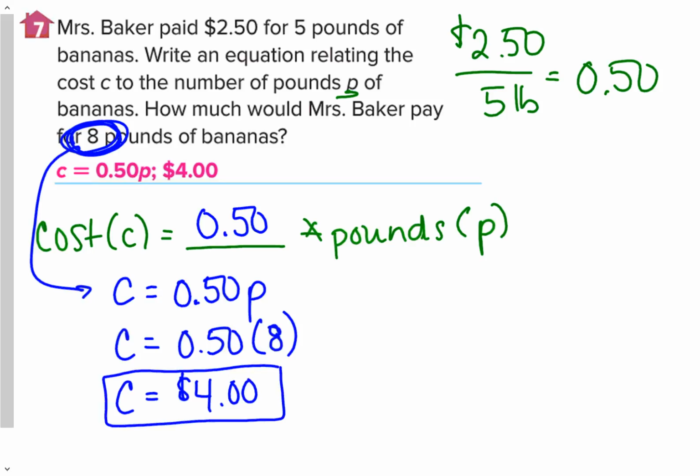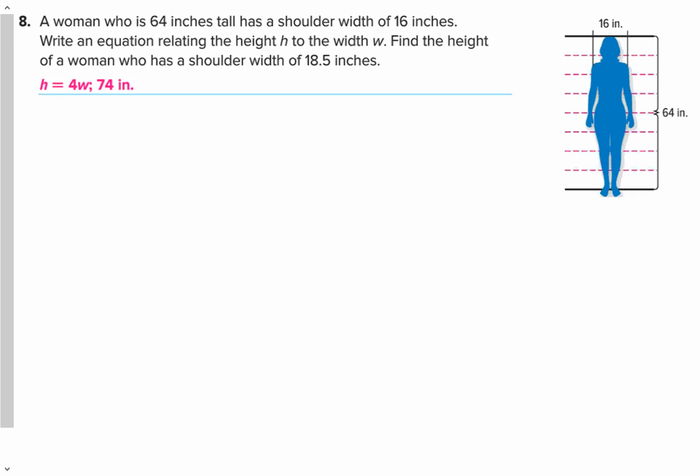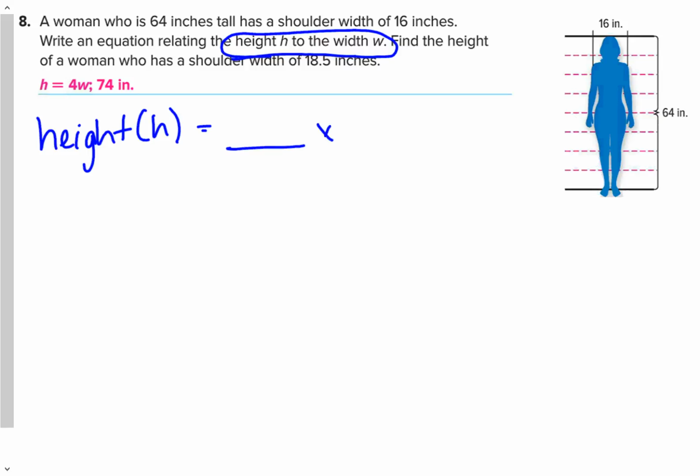All right, here is our last problem. A woman who is 64 inches tall has a shoulder width of 16 inches. Write an equation relating the height to the width. Find the height of the woman who has a shoulder width of 18.5 inches. Okay, so we have our height, which they want us to call h, and that equals some number times the width, w.